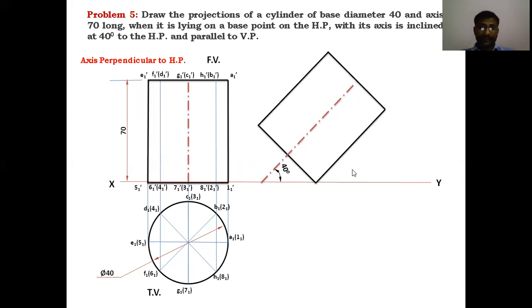Okay, like this, you have to rotate the whole solid. You have to rotate 40 degrees with respect to this point. This point must be on the XY line. This point is 1 1 dash. Here 1 1 dash becomes 1 dash here.